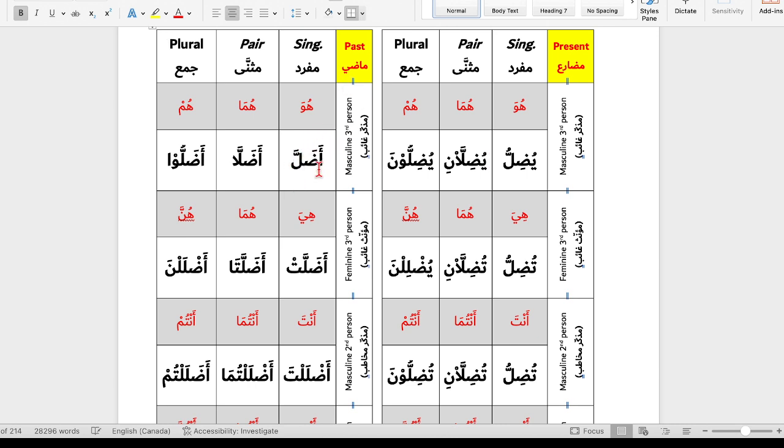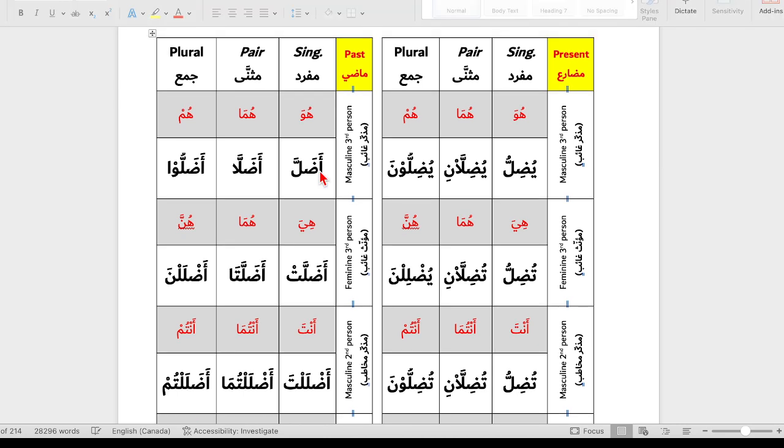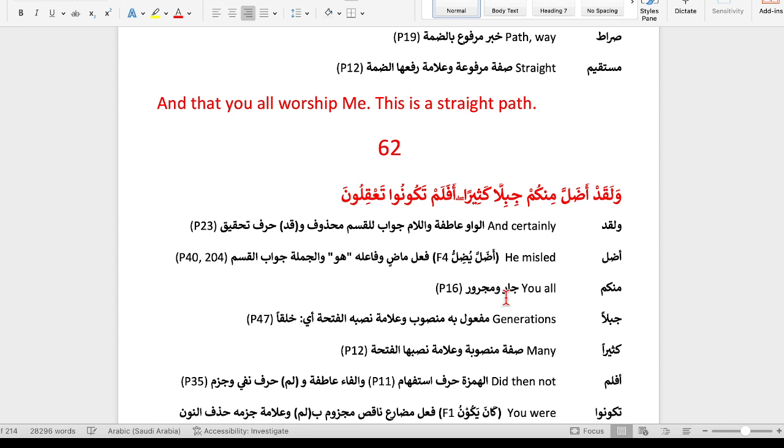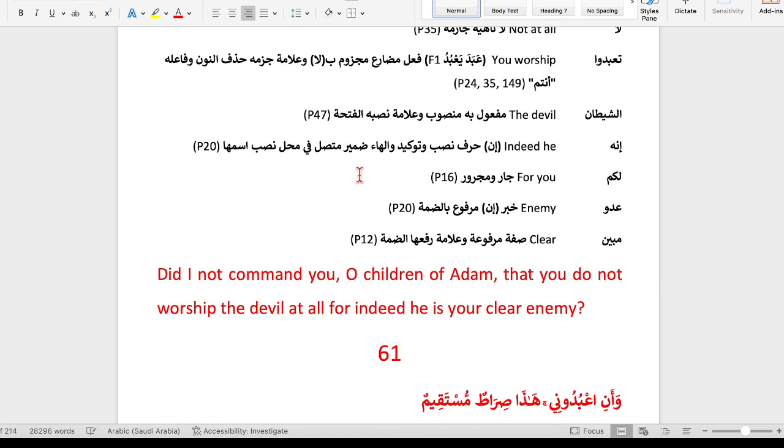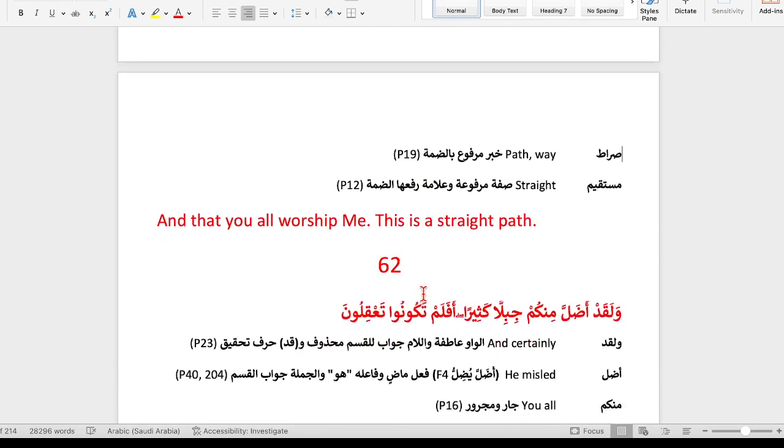Huwa version is used. Azalla fi'lu madin wa fa'iluhu huwa, because this comes with huwa. So he misled, wal jumla, and this is the jawabul qasam. So lakad is showing that there is a qasam there, and this is the jawabul qasam, that surely he has misled. Who? Of course the devil, because this is what was mentioned here, ash-shaytan, in verse number 60. He has misled.